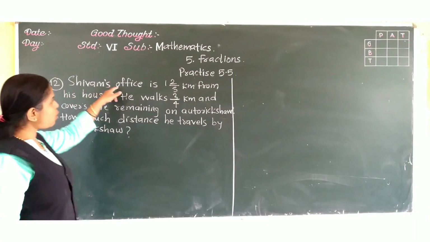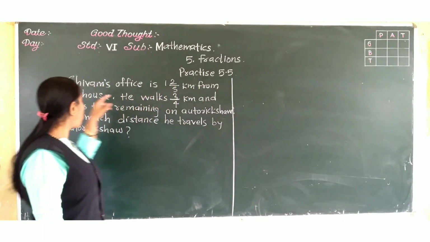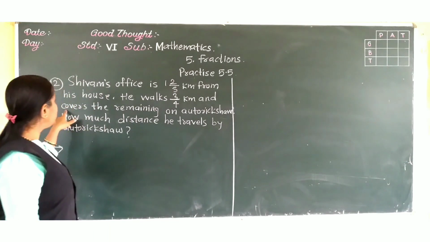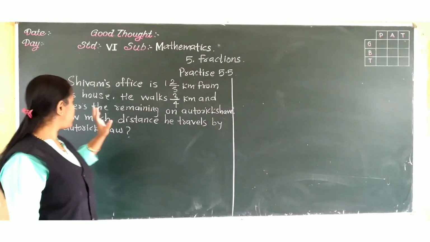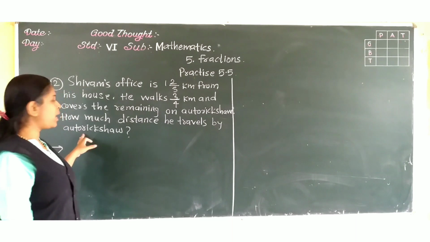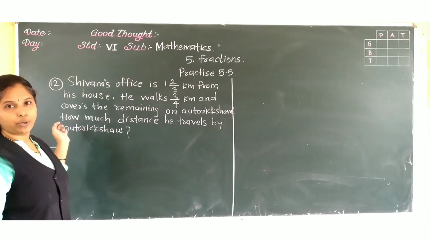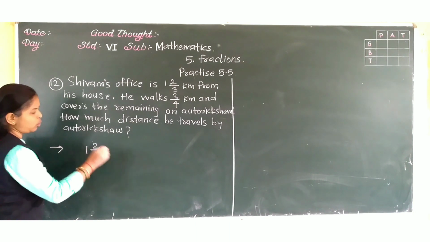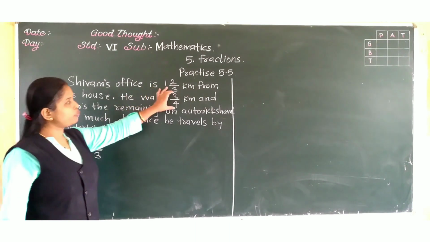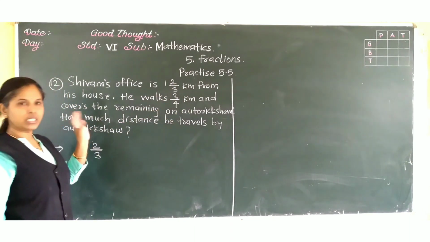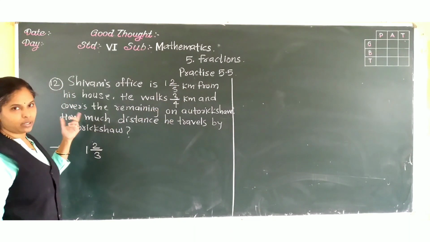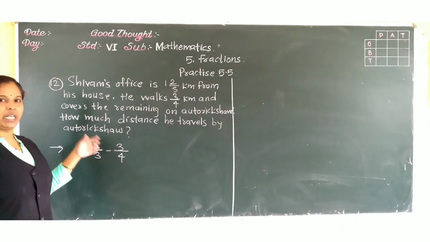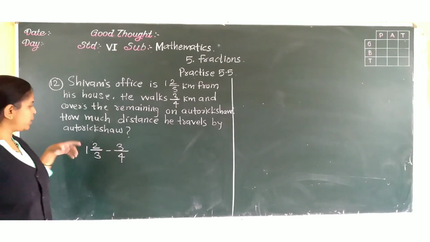12th one. Shivan's office is 1 and 2 upon 3 kilometers from his house. He walks 3 upon 4 kilometers and covers the remaining on auto rickshaw. How much distance does he travel by auto rickshaw? So what we have to do? First, total distance is 1 and 2 upon 3 kilometers. From that, 3 upon 4 kilometers he covers by walking. So that we will subtract. That remaining will be the distance covered by auto rickshaw.